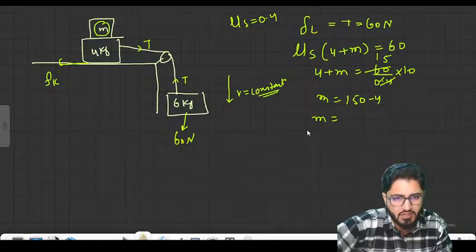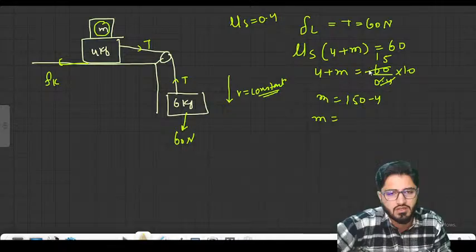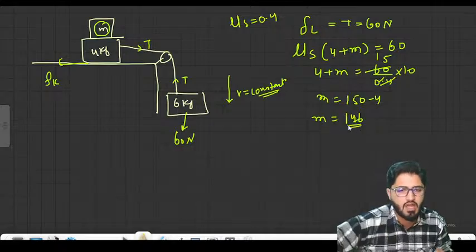I think we are doing something wrong. It is good, no? It is 146. Am I doing something wrong?